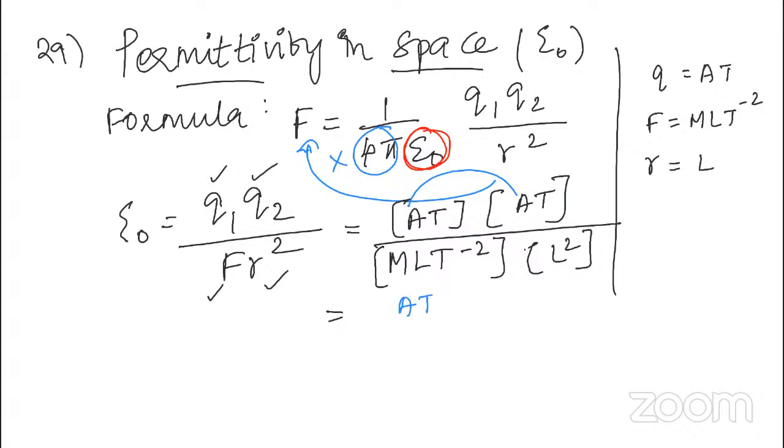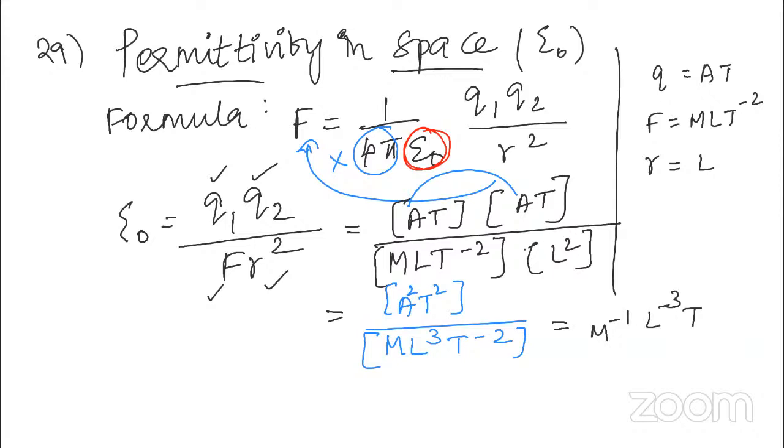A square T square. Okay. Divide by mL cube into T power minus 2. Then finally what you will be getting, M power minus 1, L power minus 3 and T power 4 A square. Okay. So this is the dimensional formula for epsilon naught, that is permittivity in free space. Okay.